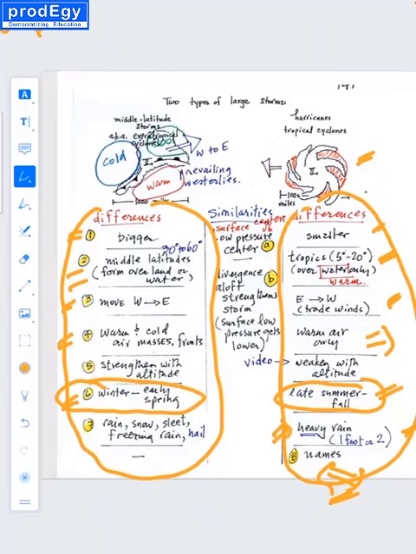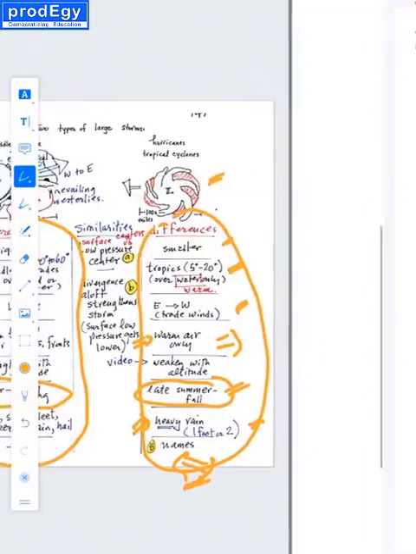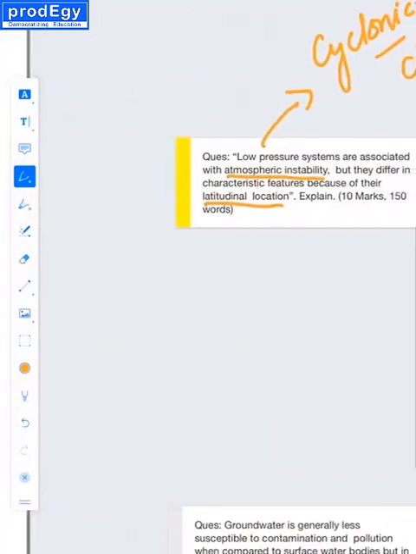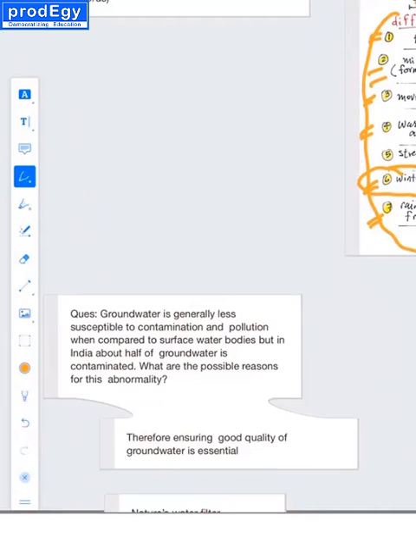In tropical cyclones, it is generally simply rainfall because you have warm air. But temperate cyclones generally occur during winter. So along with rain, you will have snow, sleet, freezing rain, hailstorms. All these are the characteristics of your temperate cyclone. So the question is simply asking you to explain these things.